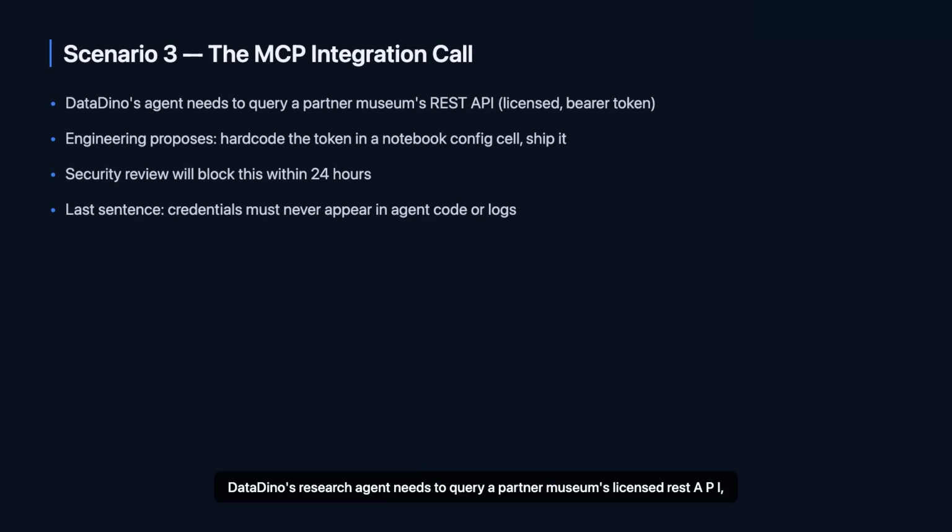Scenario 3. Data.Dino's research agent needs to query a partner museum's licensed REST API, gated by a bearer token. One engineer proposes the quickest path: hard-code the token in a notebook config cell and ship it. Security review will block that within 24 hours. But let's pretend for a moment they don't. The last sentence is the constraint that actually matters. Credentials must never appear in agent code, MLflow artifacts, or trace logs.